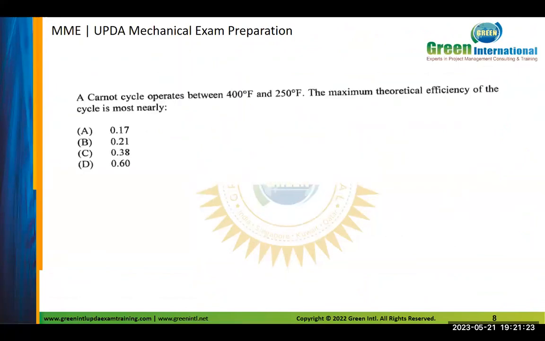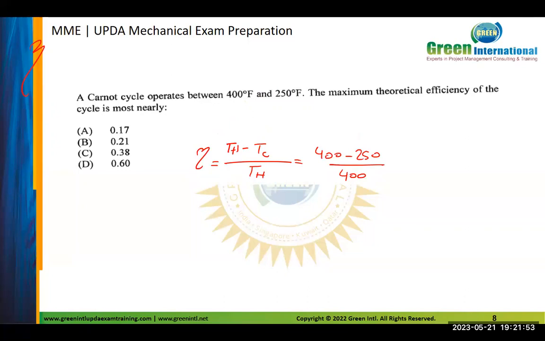A Carnot cycle operates between 400 Fahrenheit and 250 Fahrenheit. The maximum theoretical efficiency of the cycle is most nearly what? Efficiency equals T hot minus T cold divided by T hot. So 400 minus 250, divided by 400. What is the answer, please?